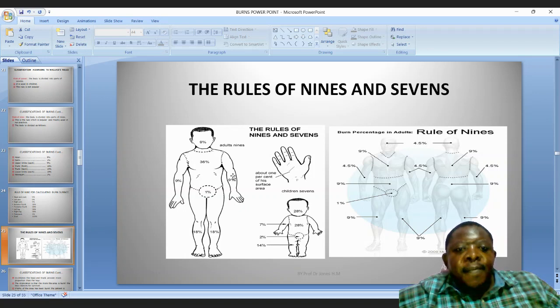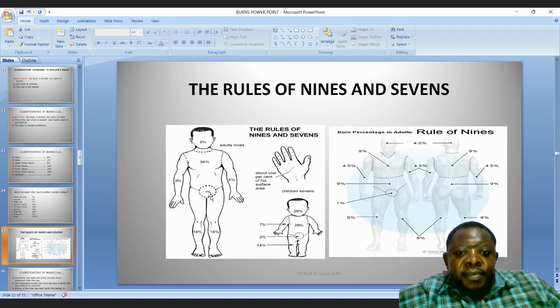Upper limbs 9% each. So these are the hands, 9% the one hand, 9% the other. Then for the legs, each is 18%. The top part 9%, the lower part of the limb 9%, so collectively makes 18. The same applies to the other leg. Then at the perineal area, we call it the 1% area. That is according to the Wallace rule of 9.